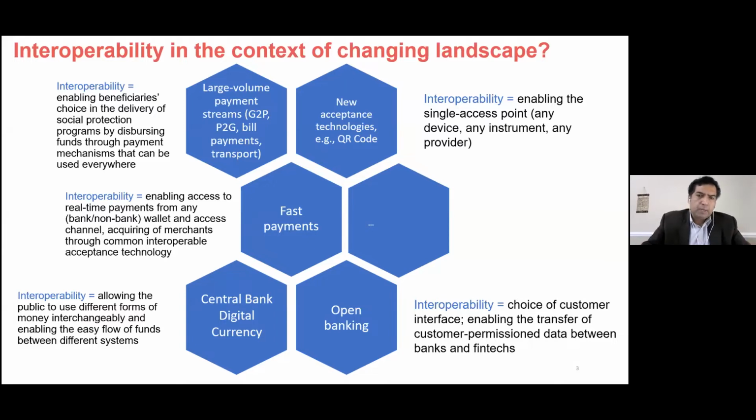When you come to the fast payments developments, here interoperability would be like, can you really bridge the banking customers with the customers of non-bank providers? Or are you able to allow transfers between bank accounts and accounts provided by non-bank service providers? So that could be one way to look at it conceptually.